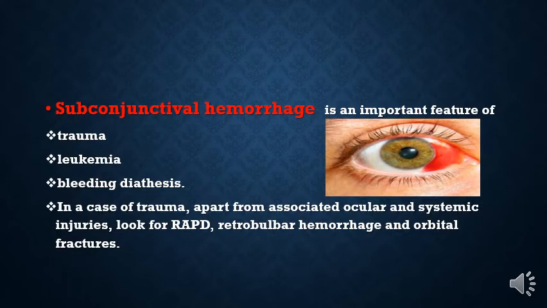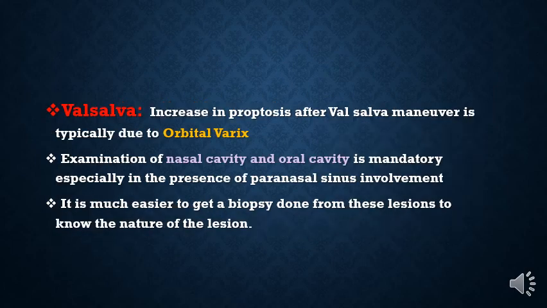Coming to the subconjunctival hemorrhage, it is an important feature of trauma, leukemia, bleeding diathesis. In a case of trauma, apart from associated ocular and systemic injuries, look for RAPD, that is relative afferent pupillary defect, retrobulbar hemorrhage in a case of proptosis, and orbital fractures.